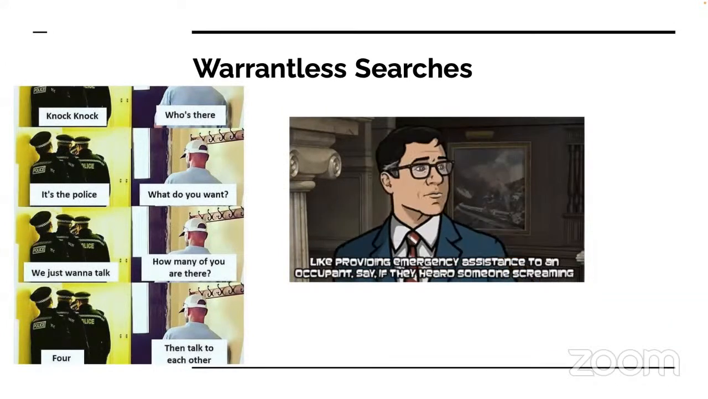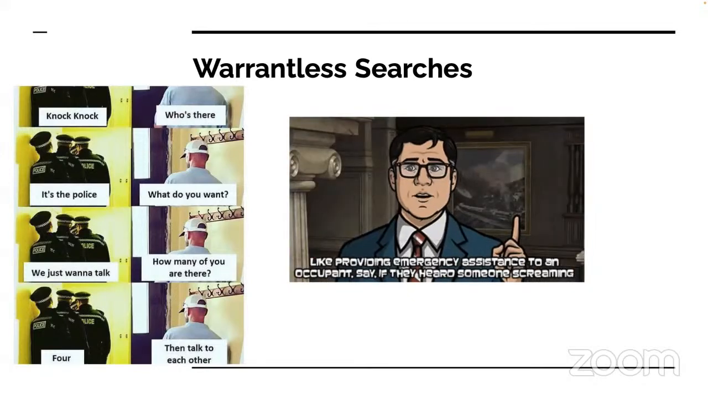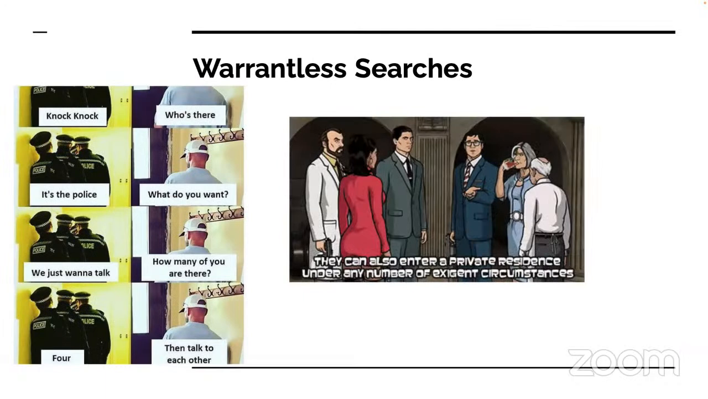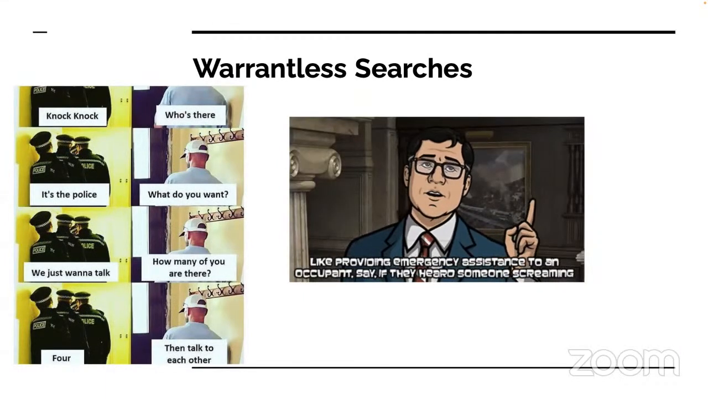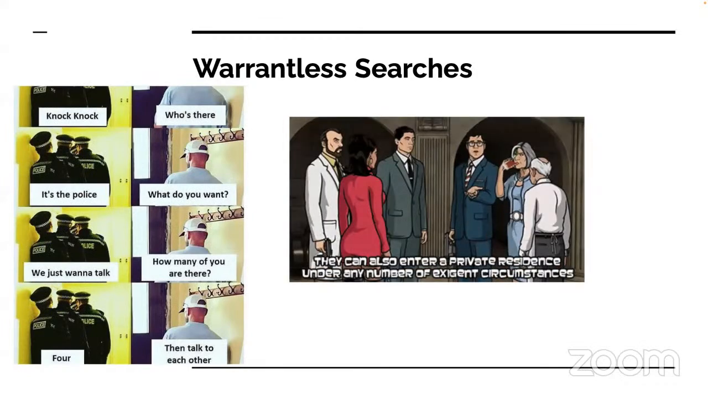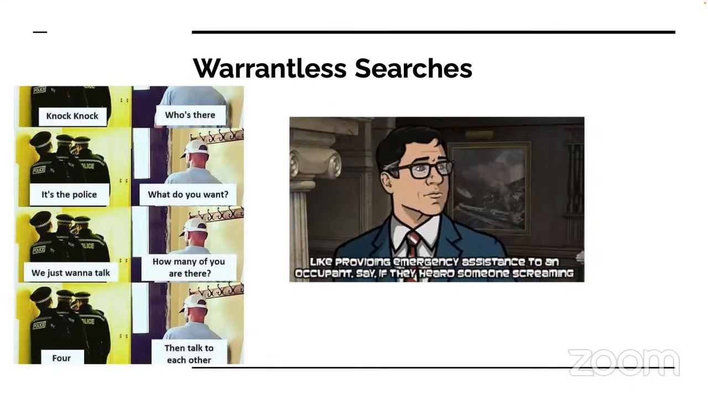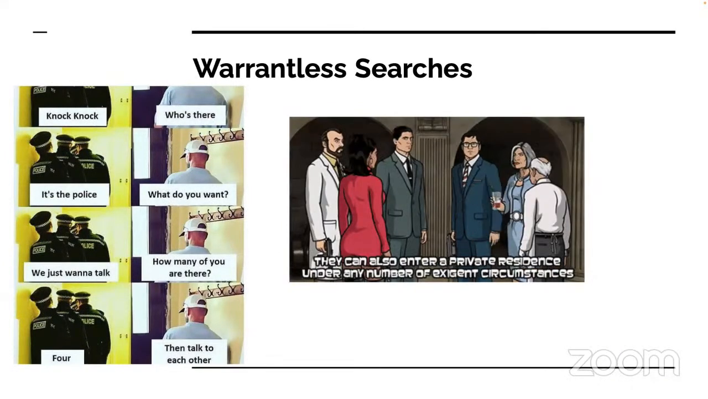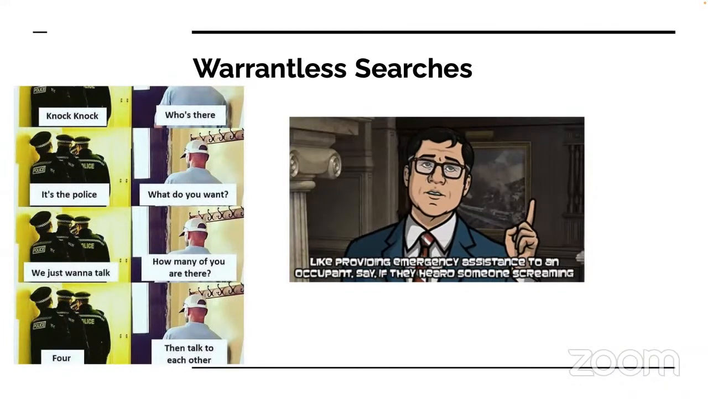The plain view doctrine, which is this little GIF from Archer, allows government agents to seize evidence without a warrant when the officer can clearly observe contraband. The officer must be lawfully present in an area protected by the Fourth Amendment. The evidence must be in plain view, and the officer must immediately identify the item as contraband without further intrusion.